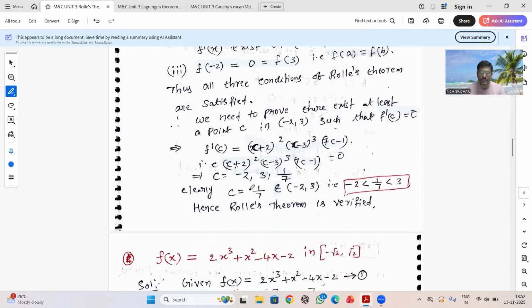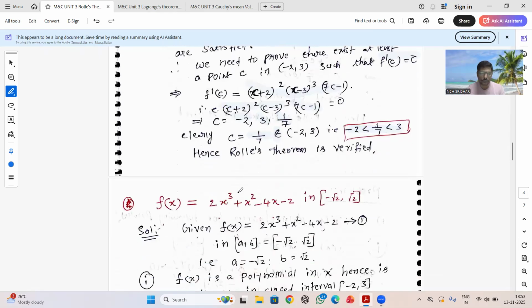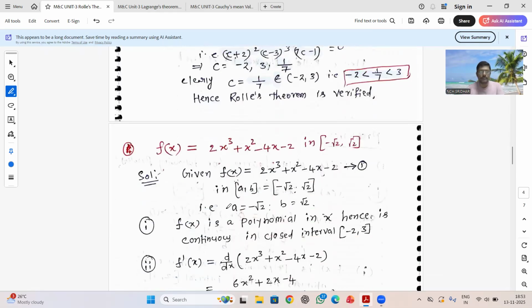And c is equal to 1 by 7. C is equal to 1 by 7 clearly belongs to (minus 2, 3). It is in between the interval (minus 2, 3), because minus 2 is less than 1 by 7, which is less than 3. Hence, Rolle's theorem is verified. So, this is about Rolle's theorem. This is the way of doing the problems of Rolle's theorem.